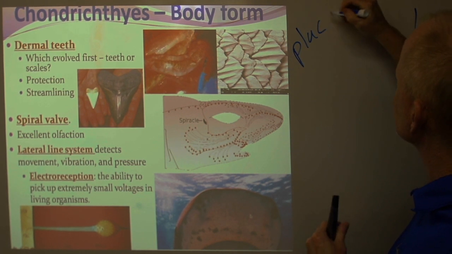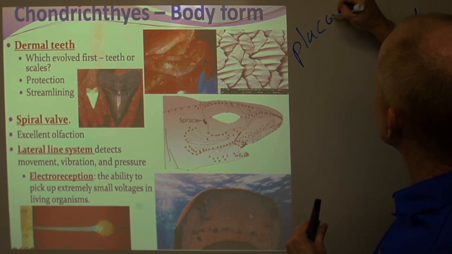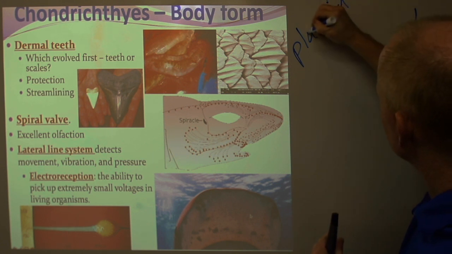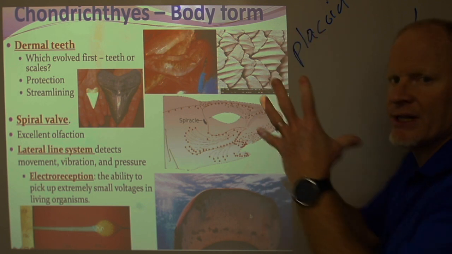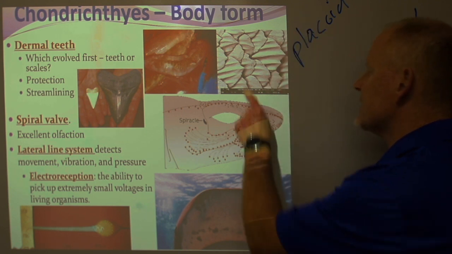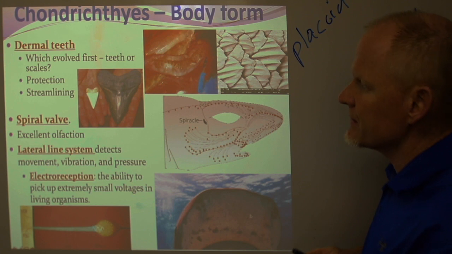All right, placoid scales are found in chondrichthyans, and placoid means pointed scale. And you can see the nice points on the individual scales.